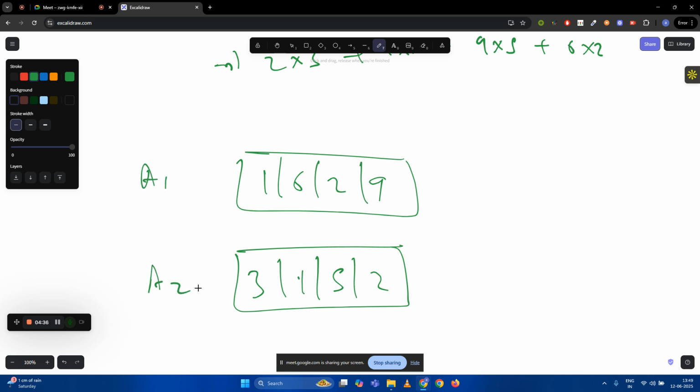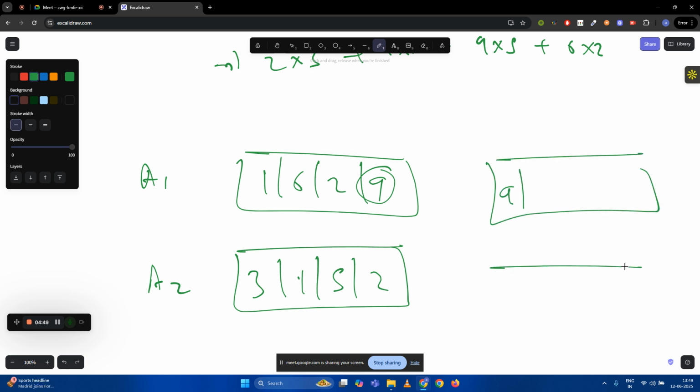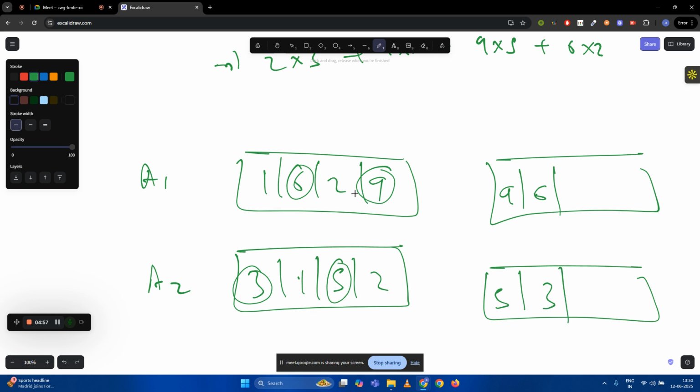So if I rearrange in such a way that the maximum element of the above array and the maximum element of the below array are at the same index. Suppose the maximum element here is 9 and the maximum element here is 5, so they are at the same position. Now go to the second maximum. Second maximum is 6, second maximum is 3. Third maximum is 2, third maximum is 2. This summation is going to be maximum.